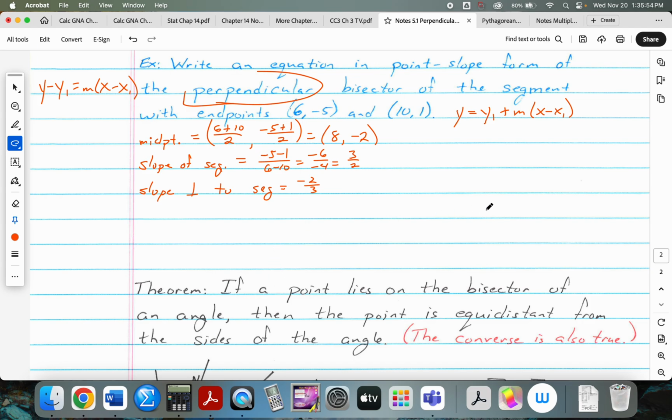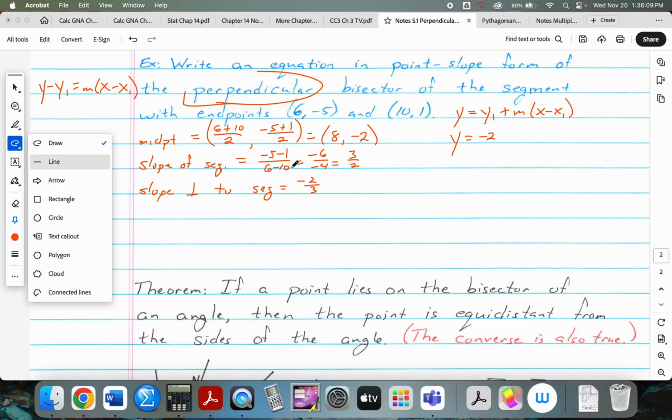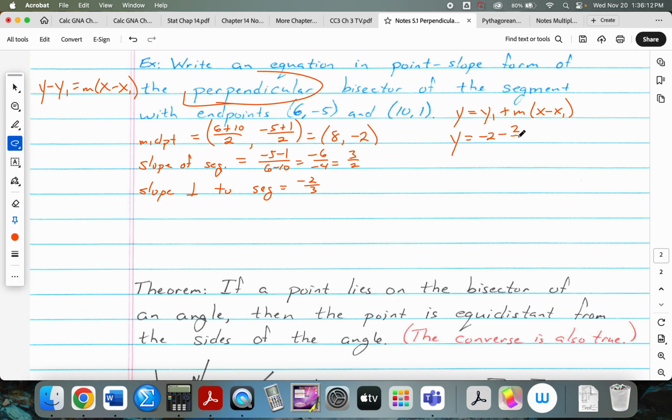So now all that's left for me to do is substitute into the equation and simplify anything that I can. So that'll be y equals negative 2, plus, well, I'm going to rewrite that as minus, because I don't want to write plus negative 2/3 and have to take an extra step. Minus 2/3 times x minus 8. So that's a good review for you of the slope formula, the midpoint formula, how to find perpendiculars.